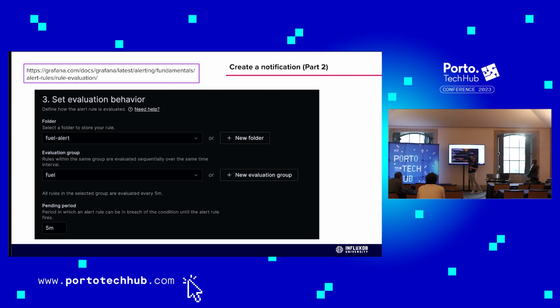The next thing that we want to do, sorry, that's part of our evaluation group, my apologies. The folder is just probably purely an arbitrary directory of where we want to keep our alert. The evaluation group is how regularly we want to check our evaluation.